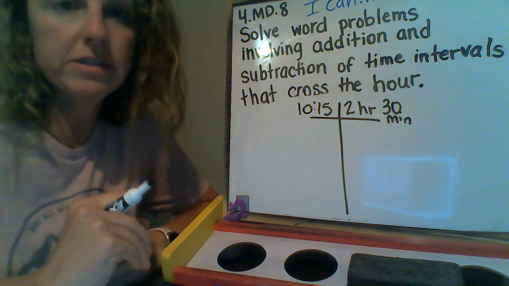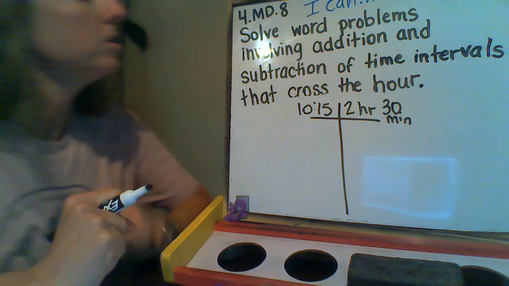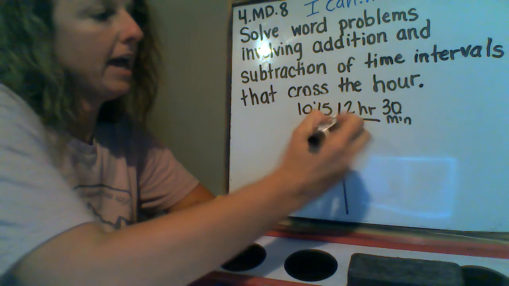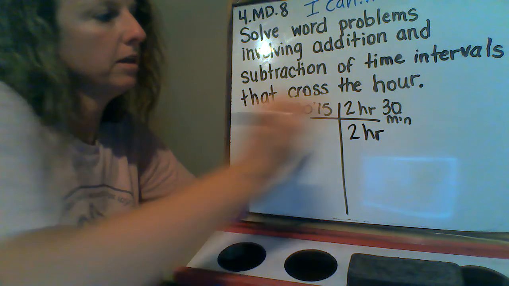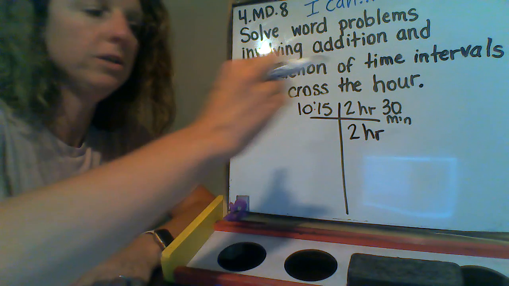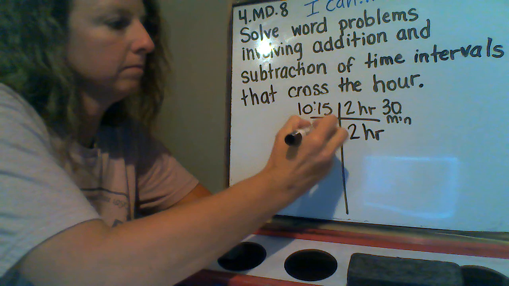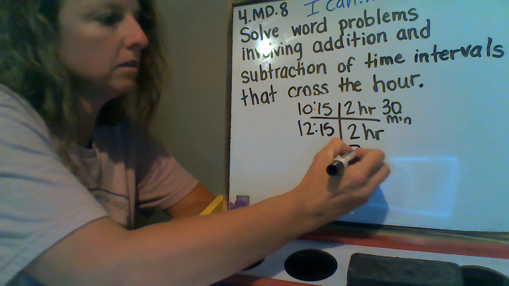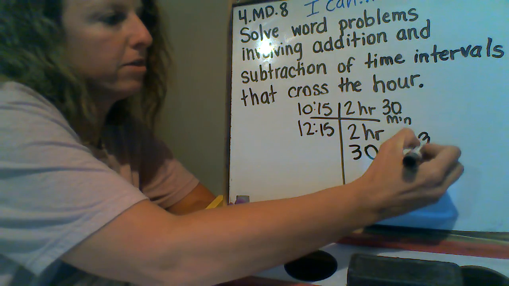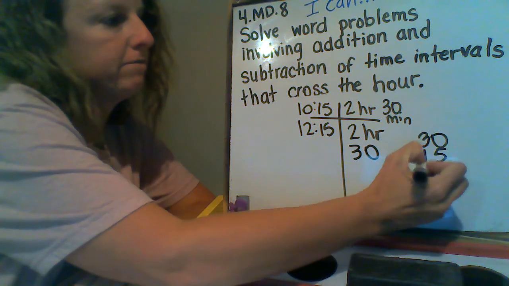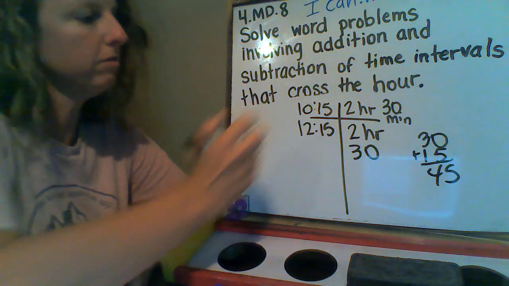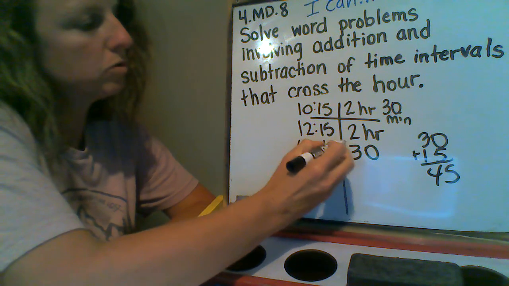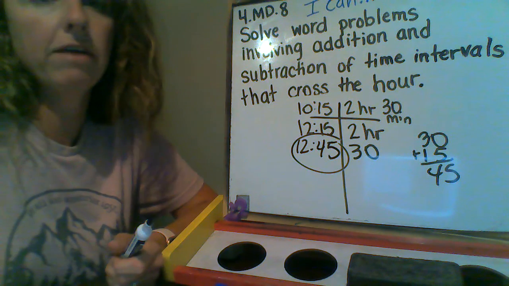Let's solve this same problem using a T-chart. So if I start homeschool at 10:15 and I add 2 hours, that would be 11:15, 12:15. 12:15 plus 30 minutes. I know that 30 and 15 is 45. So that would put me finishing homeschooling at 12:45.